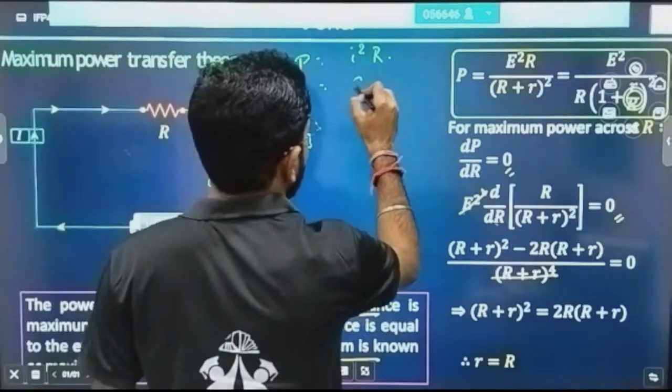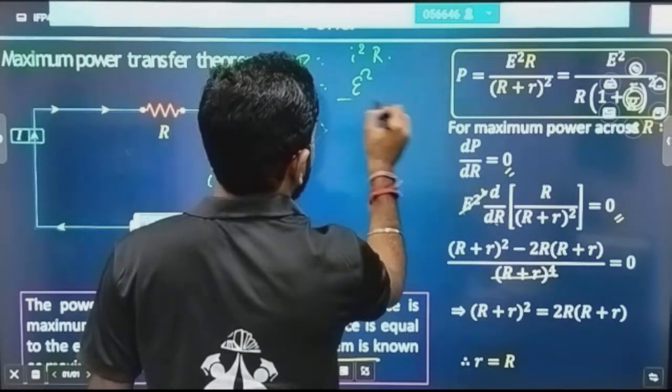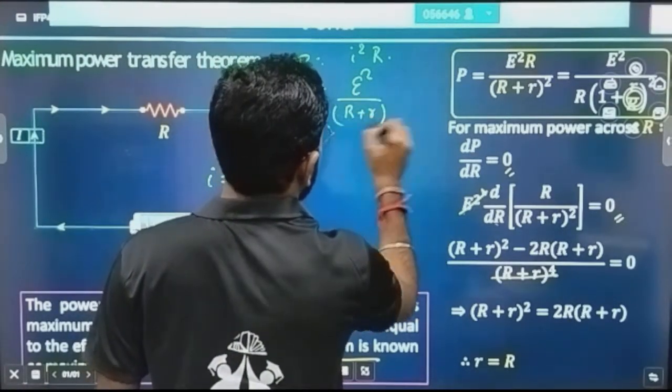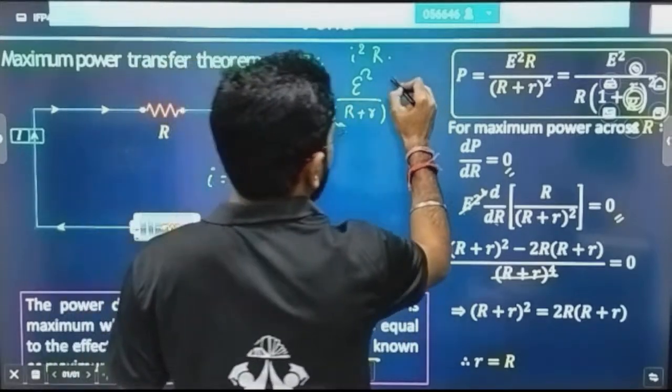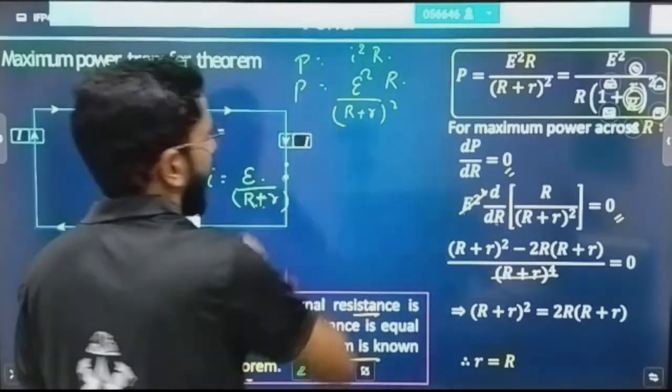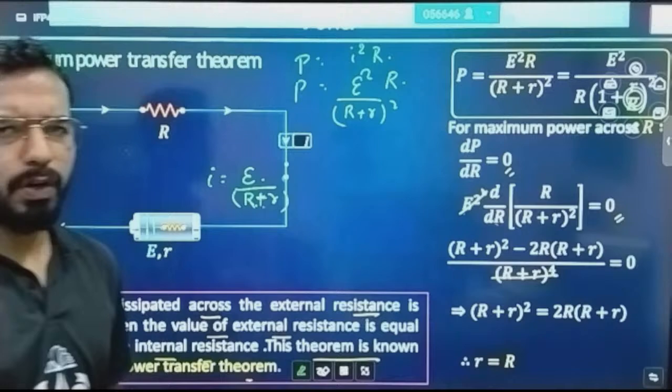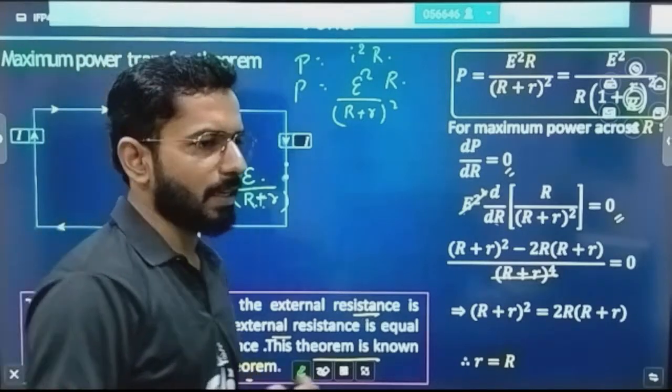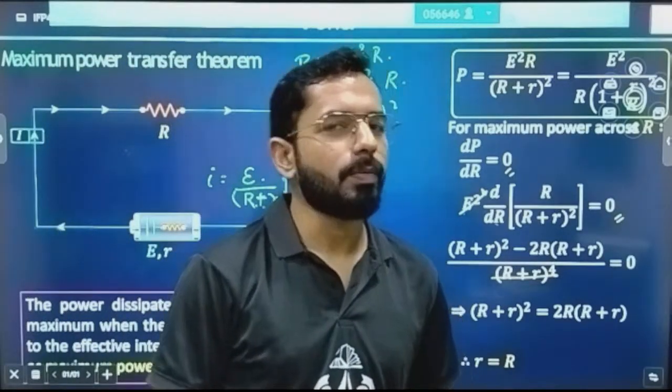And I square R, that means it will eventually become E square divided by (R plus r) whole square, into R. This is power. And if you want to maximize anything, let's suppose there is an equation in y and you want to maximize that, how will you do it?